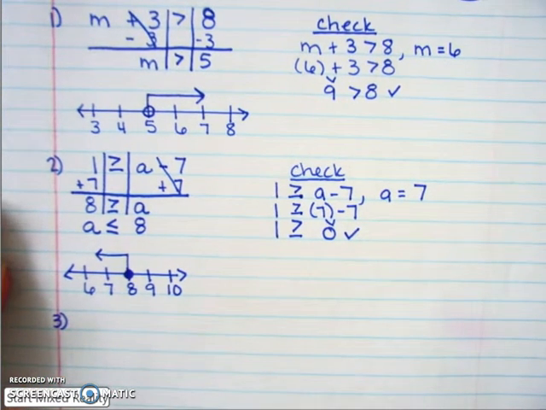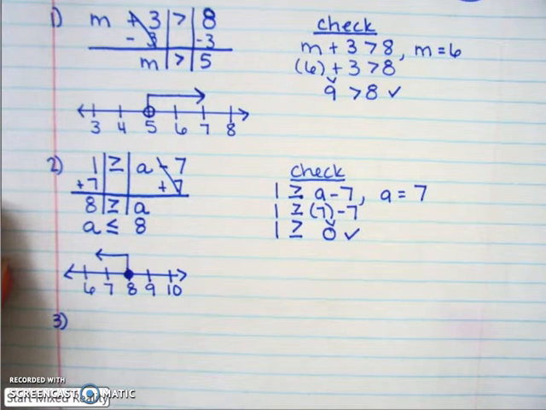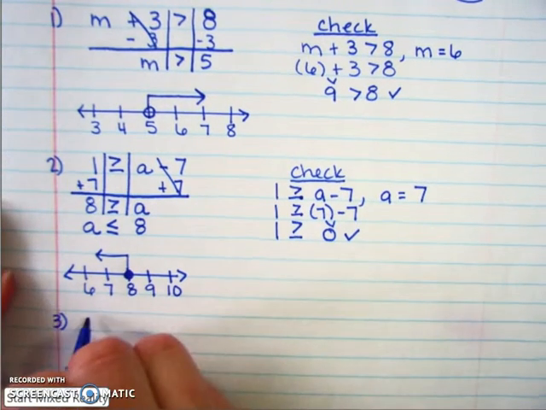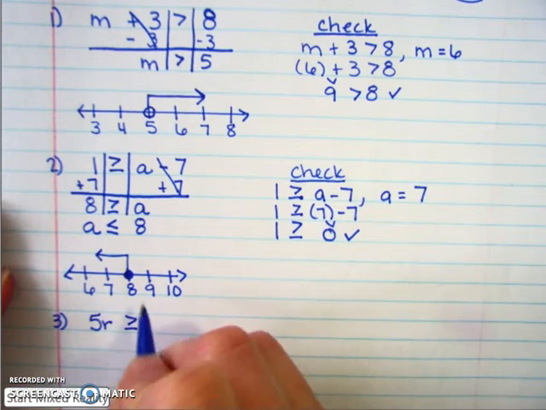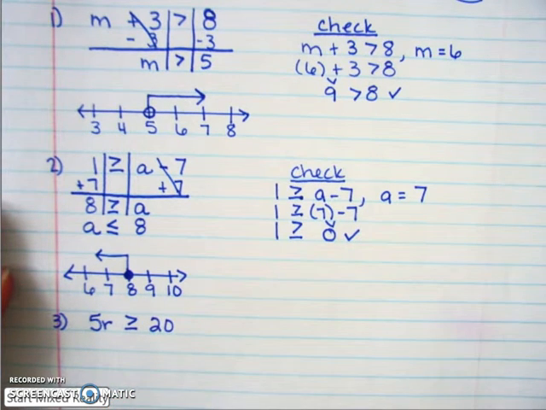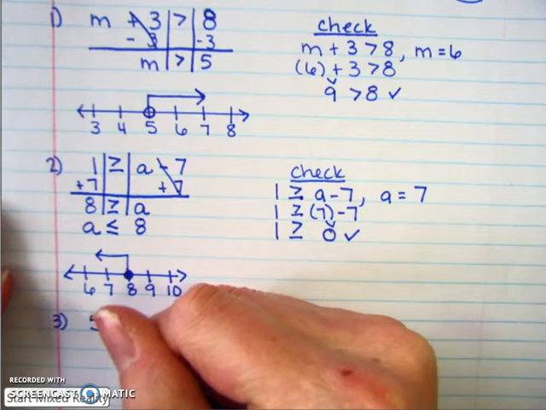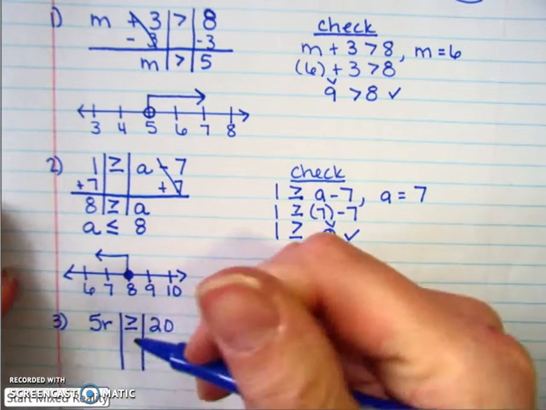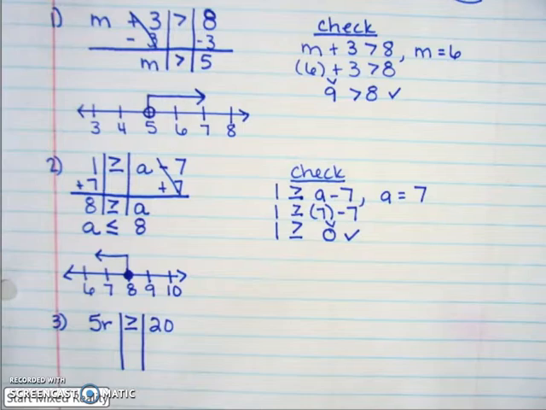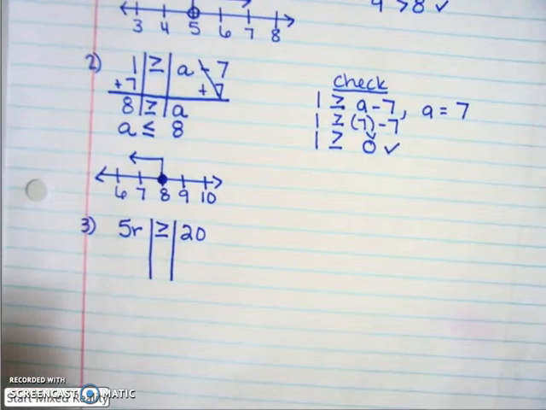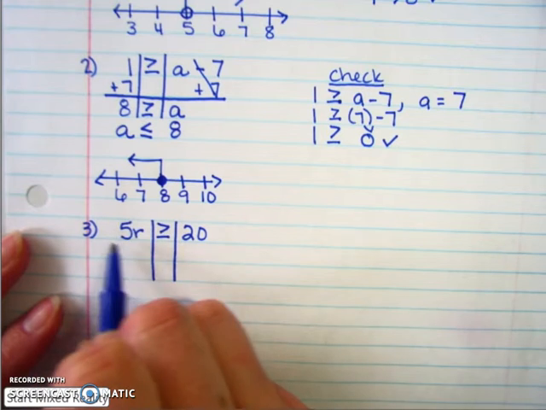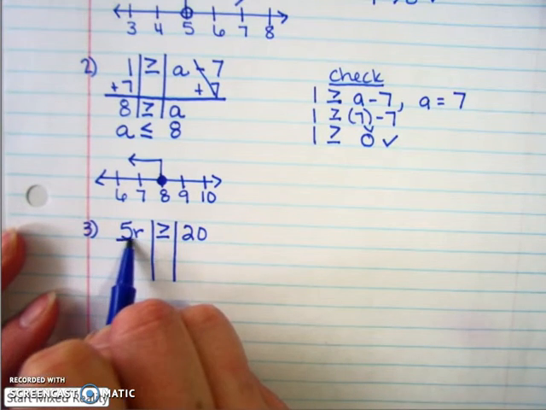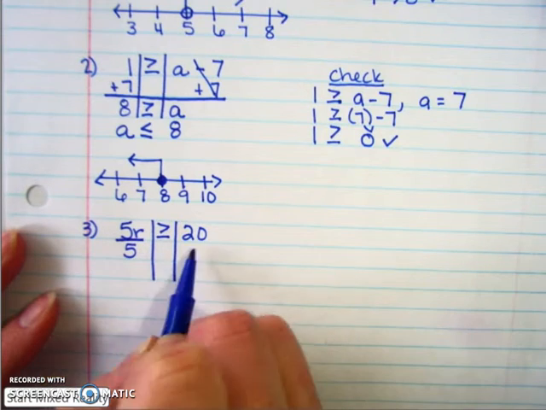Okay, the next one that we're doing, we are going to try multiplication. So we are going to do 5r is greater than or equal to 20. In order to solve, we want to make sure that we are drawing the lines around the inequality symbol, and we need to operate on both sides. First thing that I need to do is undo the multiplication that's happening over here. So I need to undo multiply by 5. I undo multiply by 5 by dividing both sides by 5.